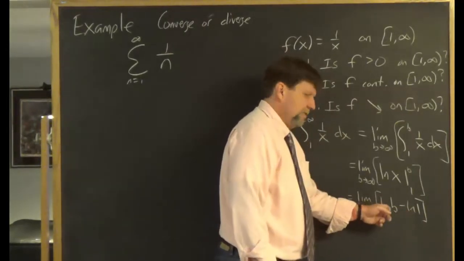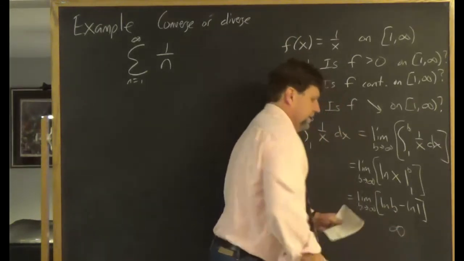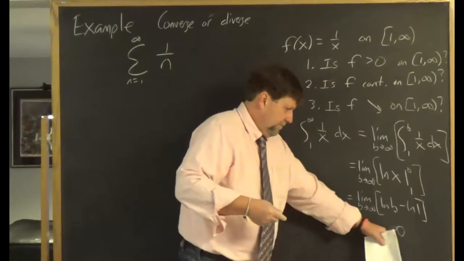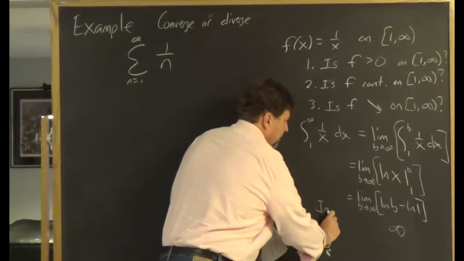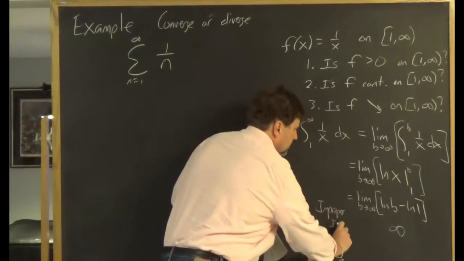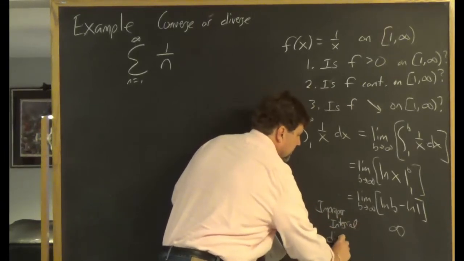The limit as b goes to infinity of natural log b is infinity. So that tells us that the improper integral diverges.